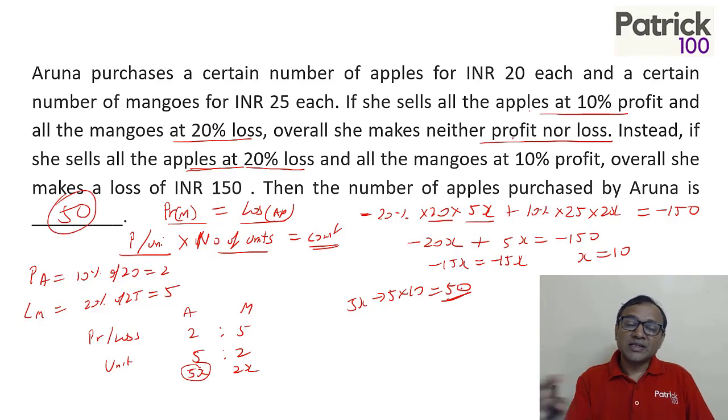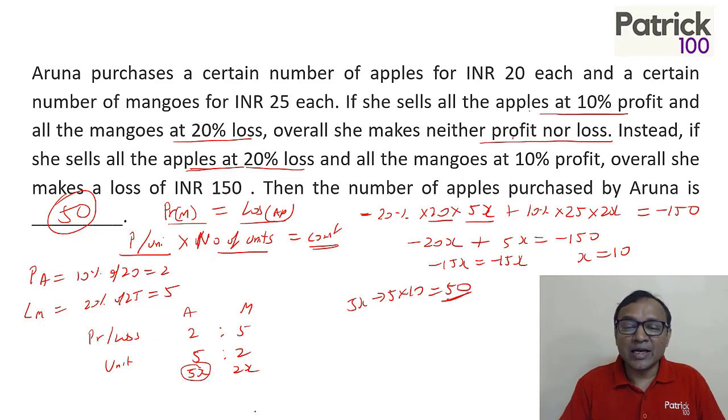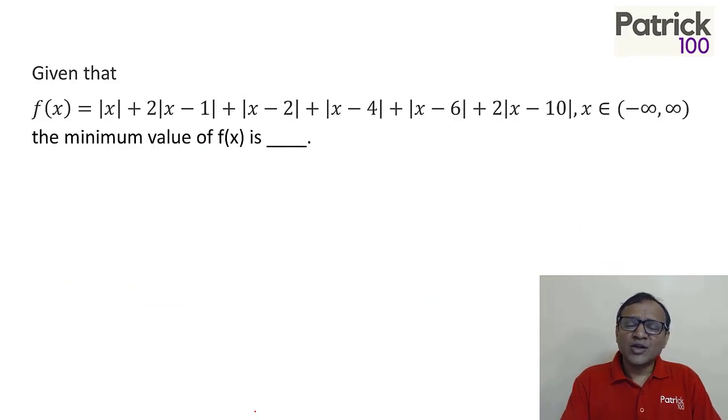So again we are using the same concept, ratio. If the product of two things is constant, they are inversely proportional. Since the profit on mangoes is the same as the loss on apples, if you can find the ratio of profit and loss, which is 2:5, the number of units sold will be 5:2. Then you can use 5x, 2x and solve. You will get the answer as 50. These are normal typical sums that INDORE asks.